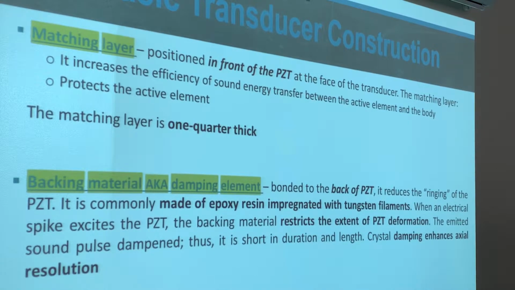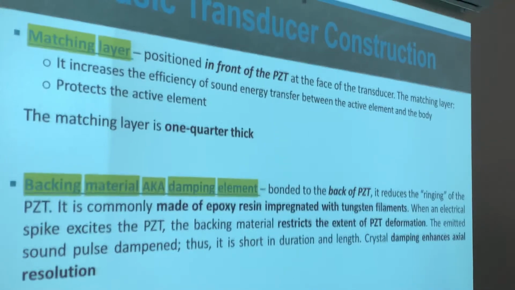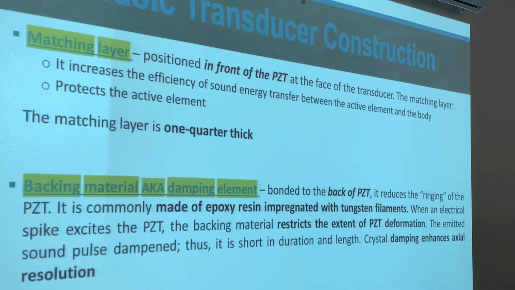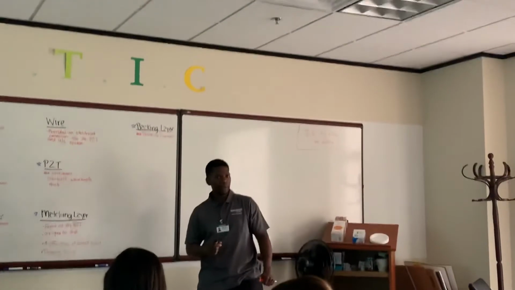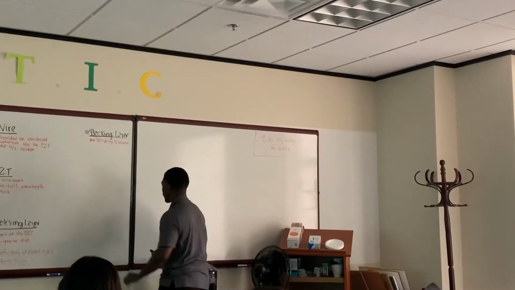Okay. So, last but not least, we have the backing material, also known as the damping element. Backing material meaning that it's backing up the PZT. PZT is the most important part of the transducer. Okay? The backing layer. So, if we were to draw this, guys, knowing which is which would be thicker, since we know that the PZT is 1/2 wavelength thick and the matching layer is 1/4 wavelength thick, wouldn't the PZT be a little thicker, right?